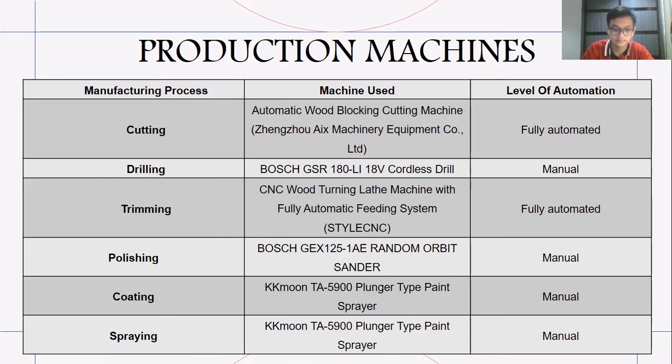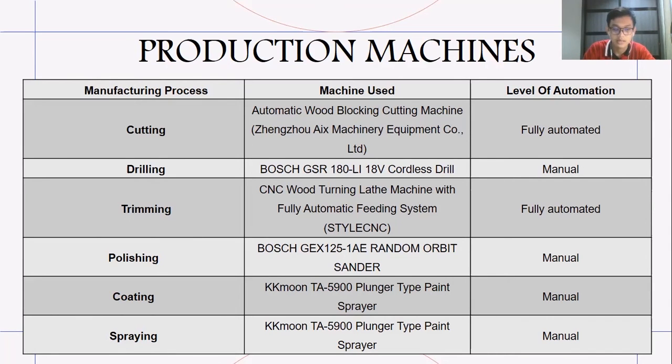The fourth machine, which is involved in the polishing manufacturing process, is the Bosch GEX 125 1AE random orbit sander. The machine is used to smoothen out the gasing. The process is done manually as it is a delicate process.